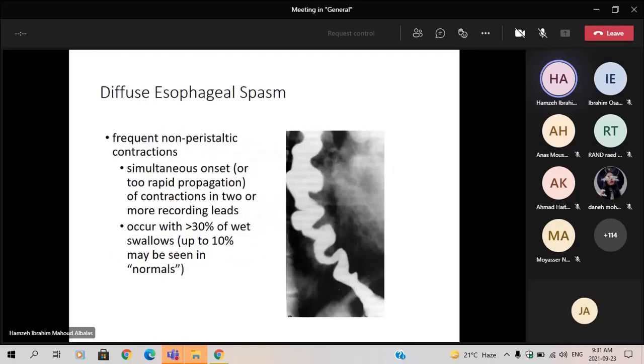Another test, the most important test we have to use, is a barium swallow. This is the picture presented in a patient with diffuse esophageal spasm. The white is the contrast, and this is the esophagus, which is a tortuous esophagus. This most likely goes with diffuse esophageal spasm.